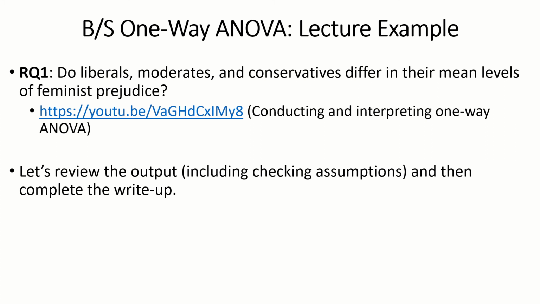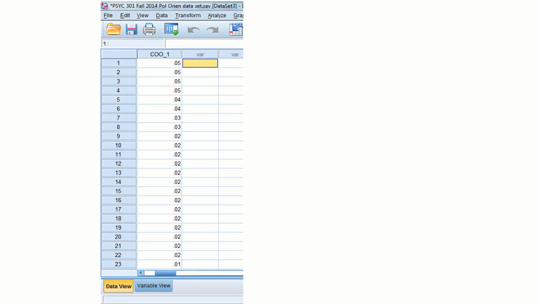So let's start reviewing the output, including first checking assumptions, right? There's something new that we need to check with one-way ANOVA, and that is Cook's D. Here we have Cook's D, capital D, which is different than Cohen's d. Cohen's d, lowercase d, is the effect size for a mean difference. Cook's D, capital D, is something entirely different.